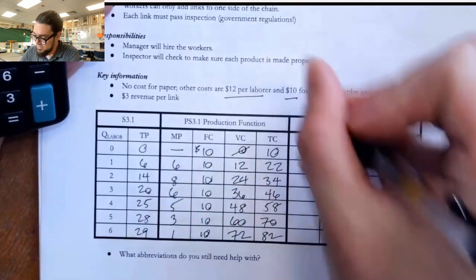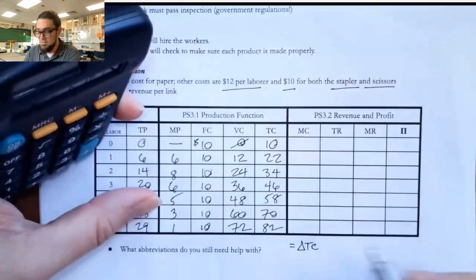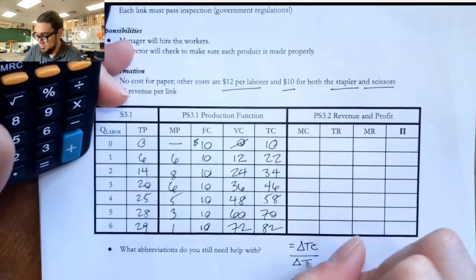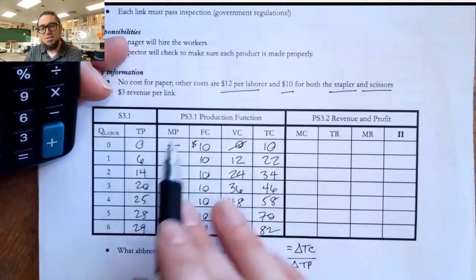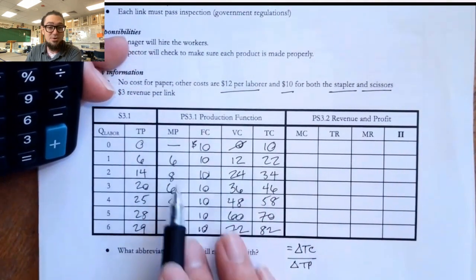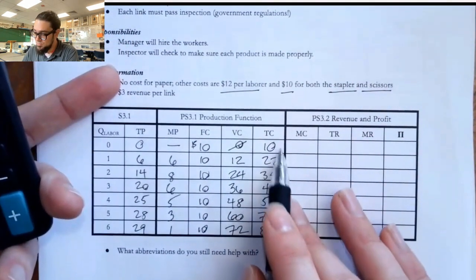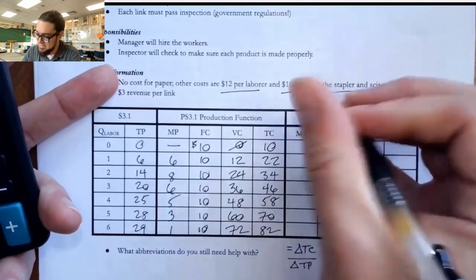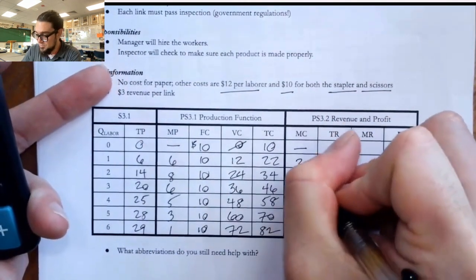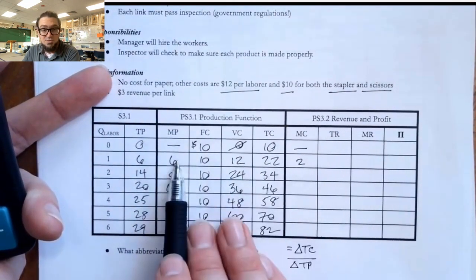So it is useful here to remember that this one is the change in total cost divided by the change in total product. Another way that we could say this is the change in total cost over the marginal product, because we've already calculated that in the previous section. So the first one is just going to be, well, what's the change in cost? That's 12 divided by 6. Oh, that's easy. So we don't have a 0th one, but we do have 2 here because the change, 10 to 22, is 12 over 6.